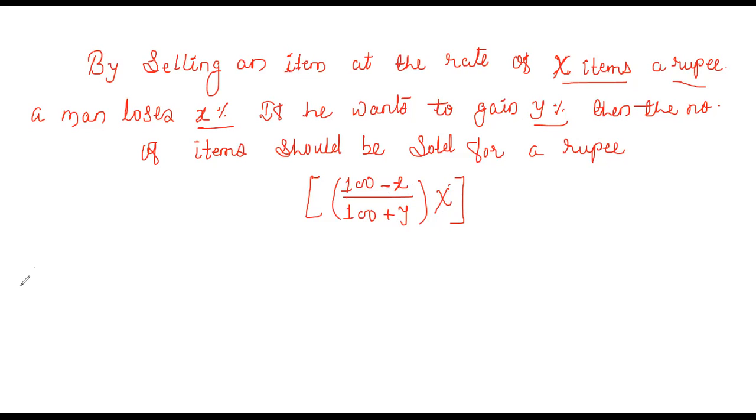By selling 9 articles for a rupee, a man incurred a loss of 4%. Here he has a loss of 4%. If he wants to make a gain of 44%, find the number of articles to be sold for a rupee. That means we have to calculate how many articles he has to sell for a rupee.